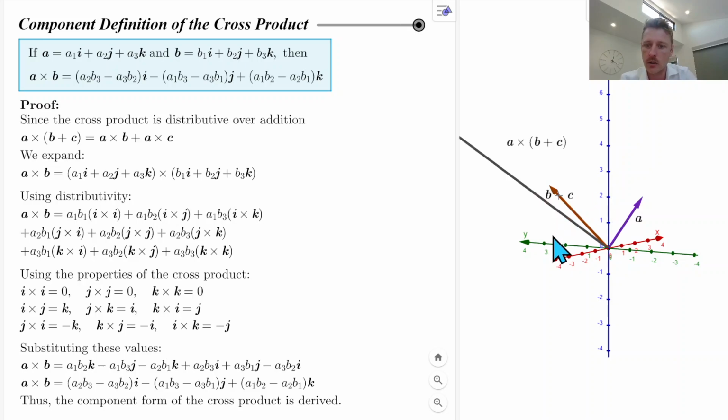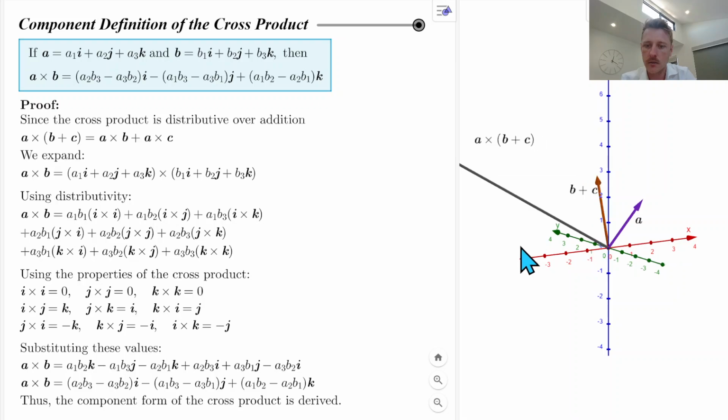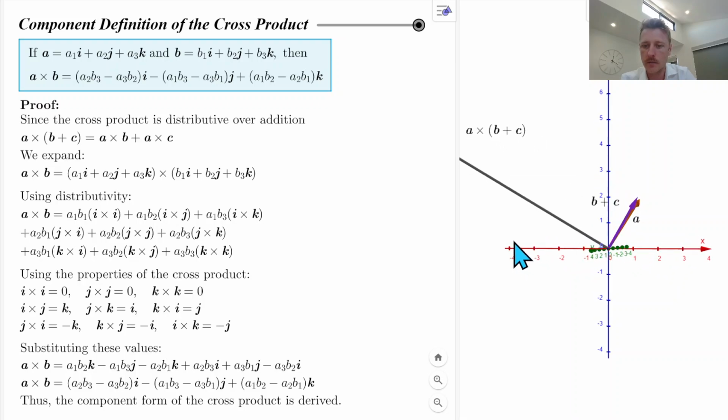And you'll notice, if we do that, we know the cross product is perpendicular to the plane containing A and B plus C. So you can see that we get this resultant vector, A cross B plus C, pointing perpendicular to those two vectors. And obviously, again, we start with our fingers in the direction of A, curl towards B plus C, and then we get A cross B plus C pointing in the direction shown.